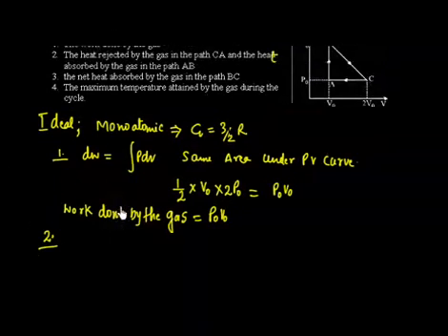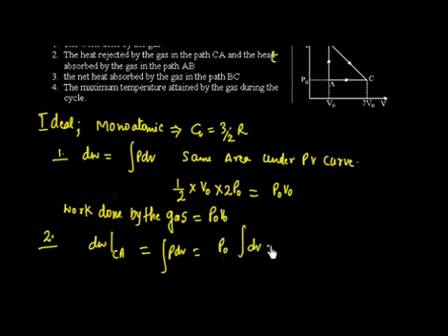If I see path CA, what is the work done in path CA? First find out the work done in path CA, that is the integral of P dV. You see in this case pressure is constant, so it is an isobaric process, the pressure is P0. So I can write P0 integral dV, where the volume goes from initial 2V0 to final V0. So this is P0 (V0 minus 2V0), which gives minus P0 V0. This is the dW.